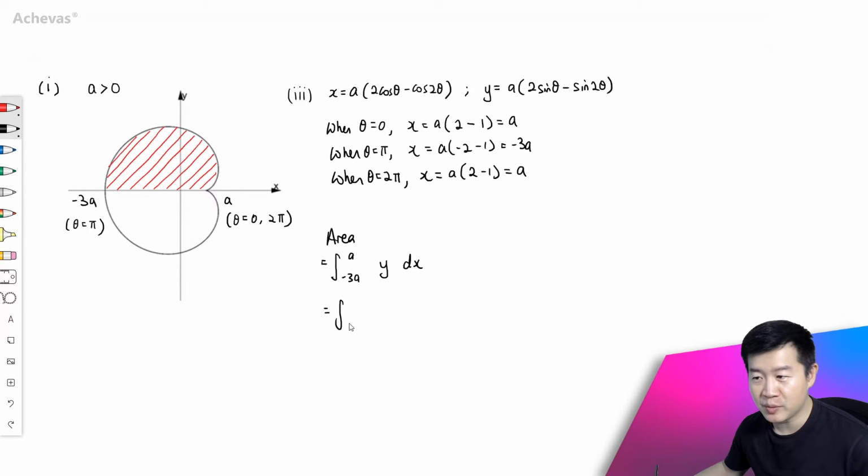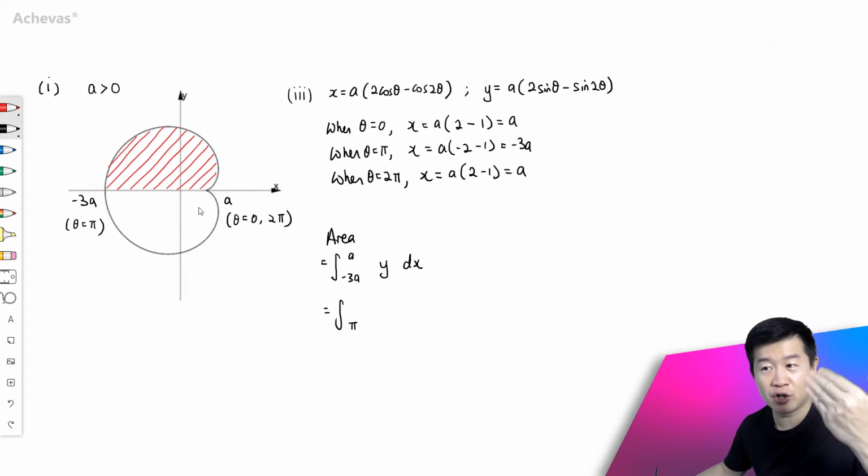This is what I'm trying to say. Minus 3a is going to be pi. But we need to decide on a value to replace a. This is the x coordinate. So in order for us to replace a, we need to find out whether theta starts from 0 and goes all the way until pi, or 2 pi, because it is going to be either the top portion or the bottom portion. We can actually do a quick test.